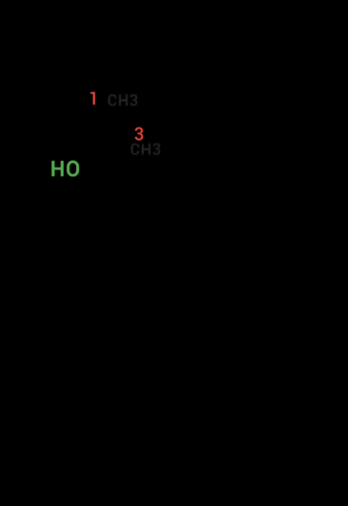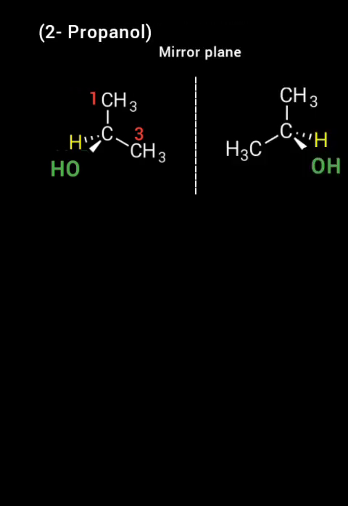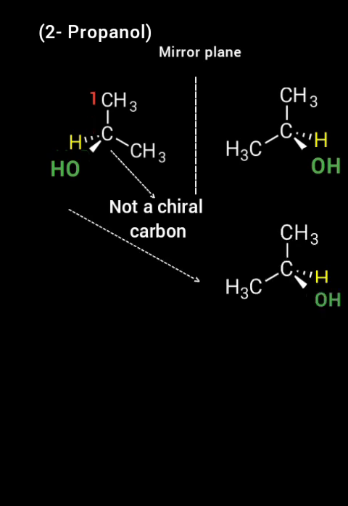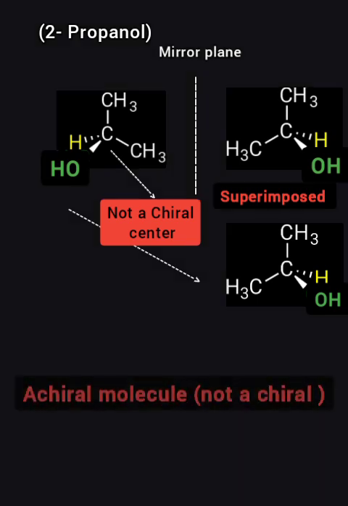Another example is 2-propanol. We can check whether it is a chiral molecule or not. Here the C2 carbon is bonded to 2 identical substituents, that is methyl groups, and so it is not a chiral carbon. And when we try to superimpose it on its own mirror image, it is superimposable because it doesn't have a chiral center carbon. So 2-propanol is an achiral molecule.